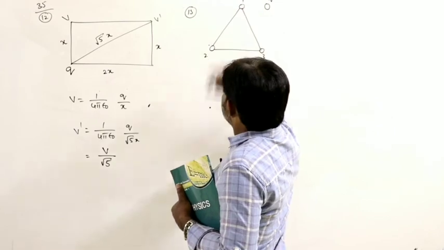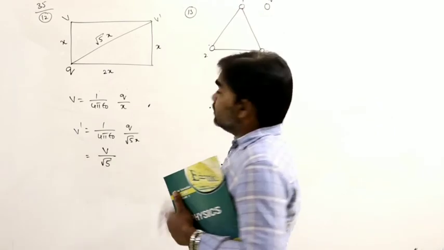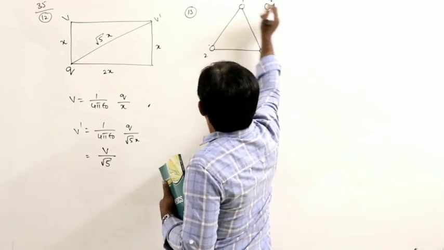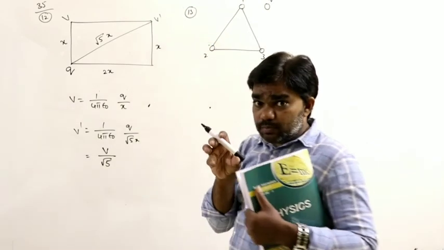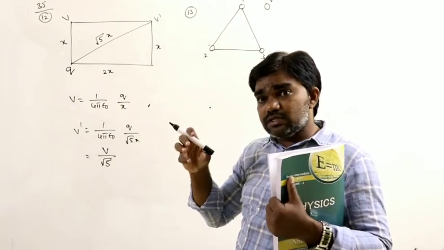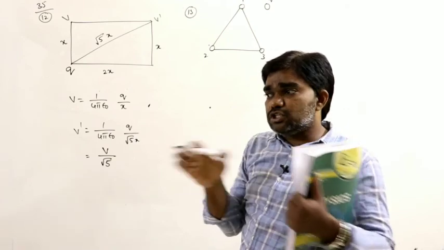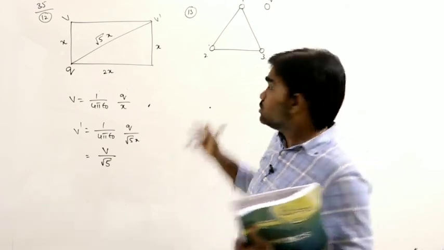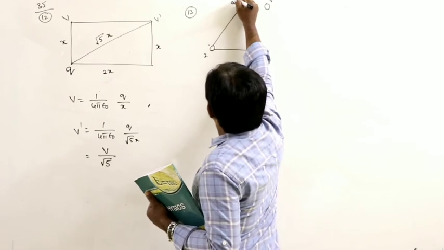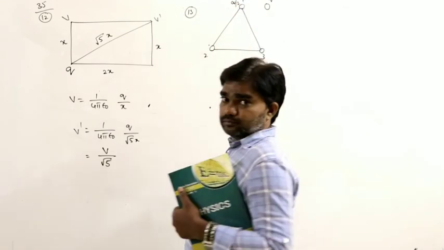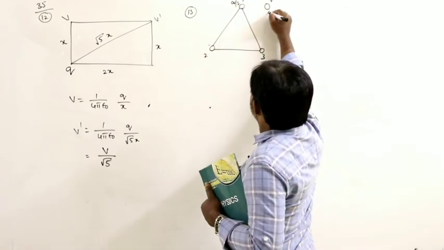If it is touched to the first sphere, then the charge is equally distributed. One sphere is uncharged, another sphere is having charge q. If these two are touched, what happens? The charge is equally distributed. So this is q. Then after touching this becomes q by 2, and this charge also becomes q by 2.